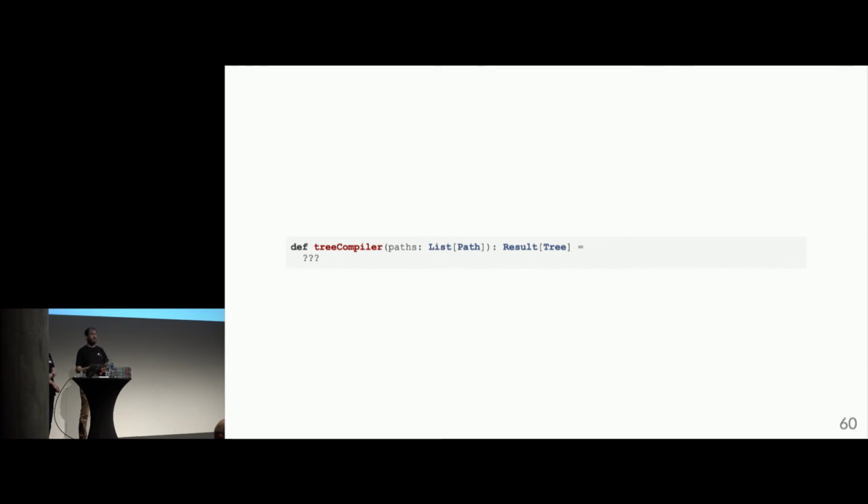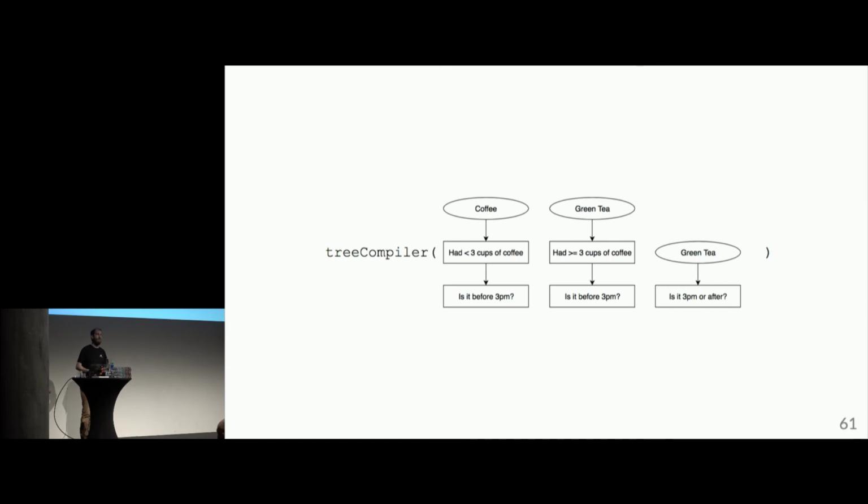The signature of our compiler looks kind of like this. It's a method that takes in a list of paths, and it returns a tree. But it's a result of a tree, so it's going to be validated, and we're going to fail with a meaningful error if it violates one of the completeness properties of binary decision trees. So this is kind of how the algorithm looks visually.